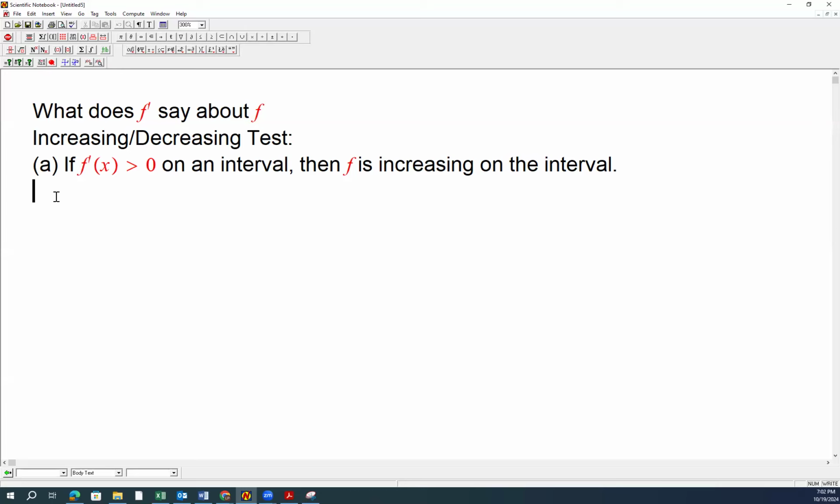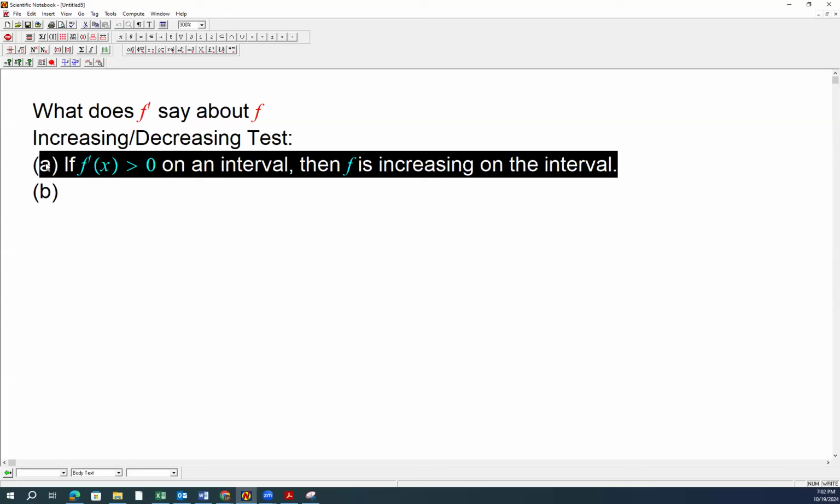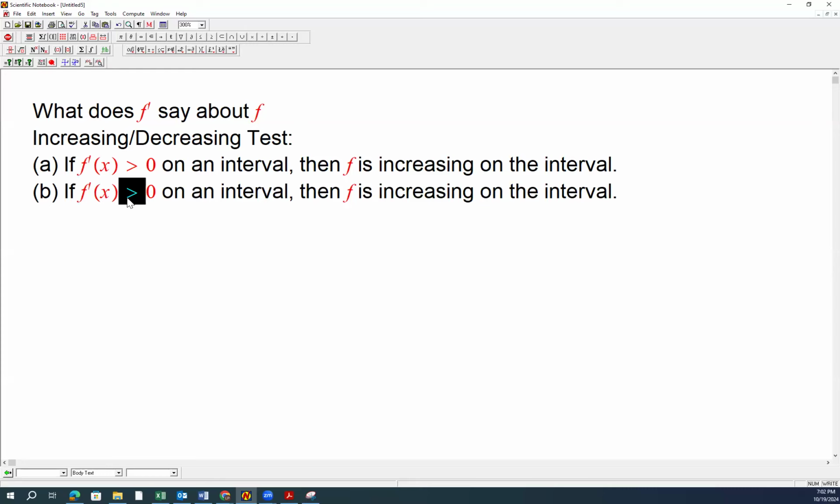And the second item is, of course, if the first order derivative is less than 0. Basically, I'm going to copy every word and just change some words. So if the first order derivative is less than 0, then the function is decreasing on the interval. It's pretty straightforward. So now we're going to prove this result.